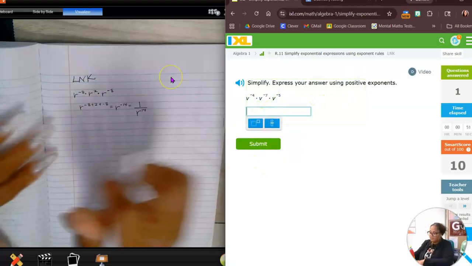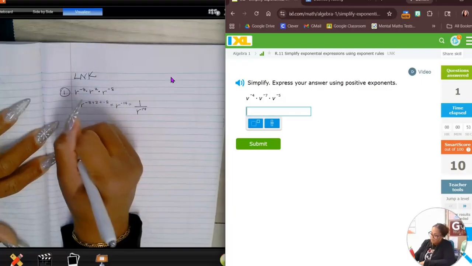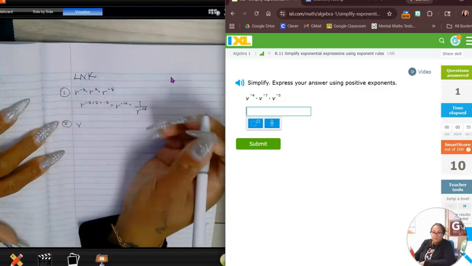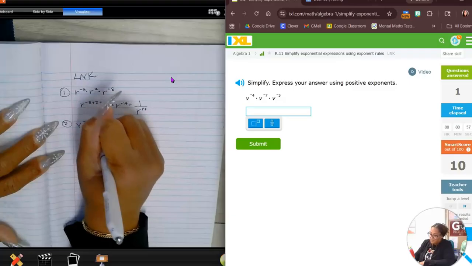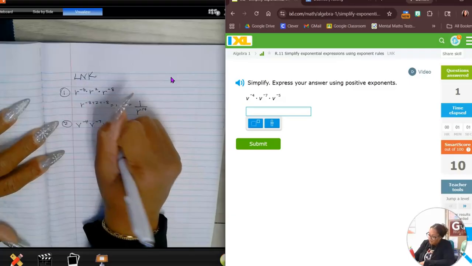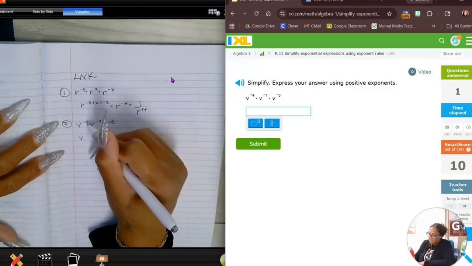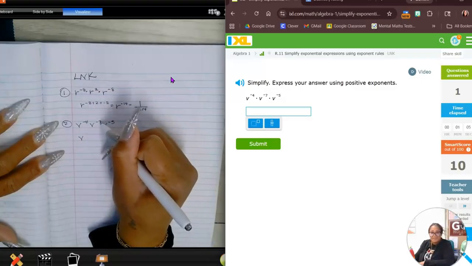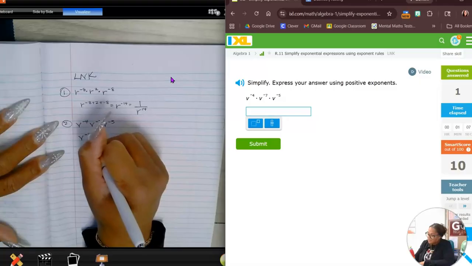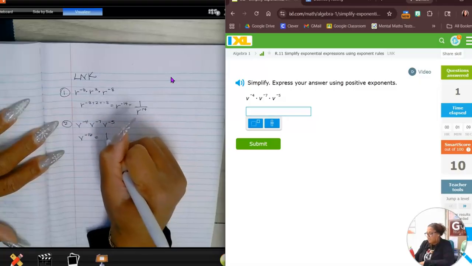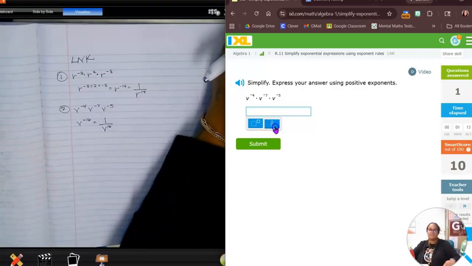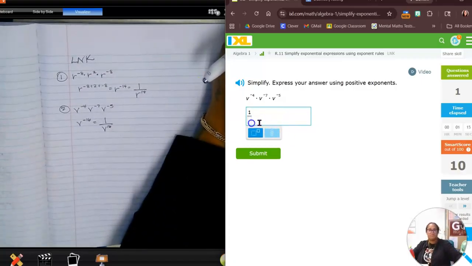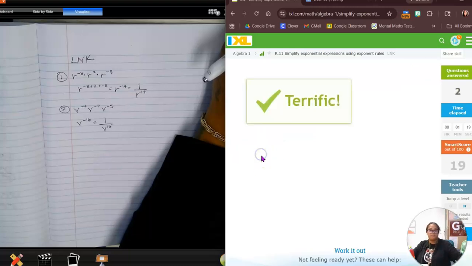Got it. V to the negative 4, V to the negative 7, and V to the negative 5. All of these are negative. So 4 plus 7 is 11, plus 5 is negative 16. And then I must apply my negative exponent rule. So that's 1 divided by V to the 16th. 1 on top, V to the 16th on the bottom.